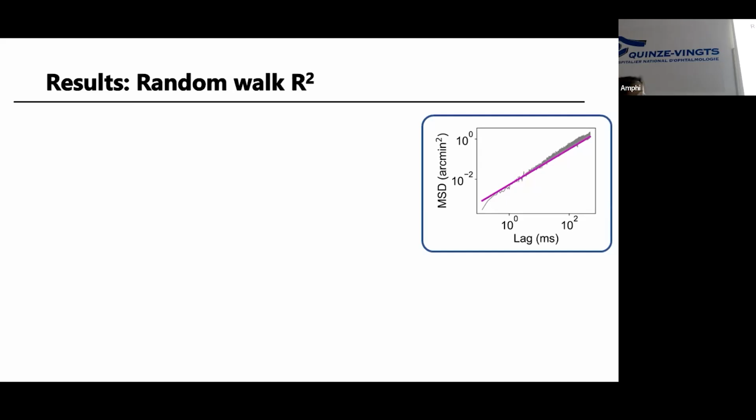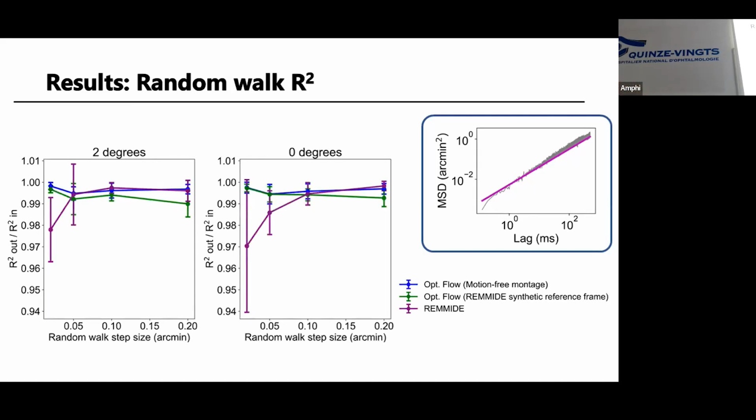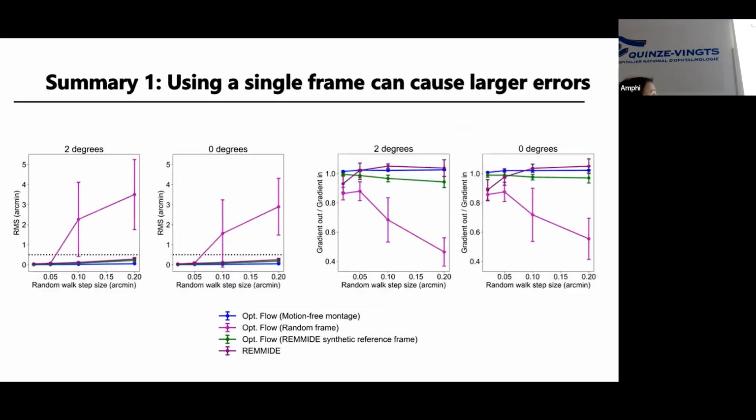So if we look at the R squared, so how well does it fit to a straight line? Again, the two that use the synthetic reference frame very closely fit to a straight line. So that's great. It shows that if you use these two algorithms with the remedy generated synthetic reference frame, you're going to make correct inferences about the drift movement.